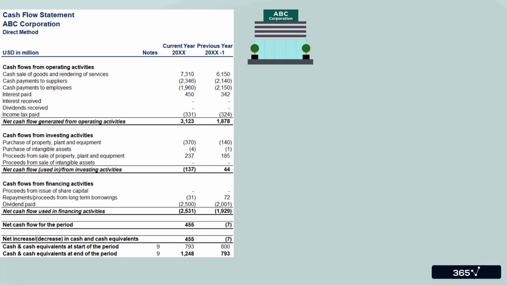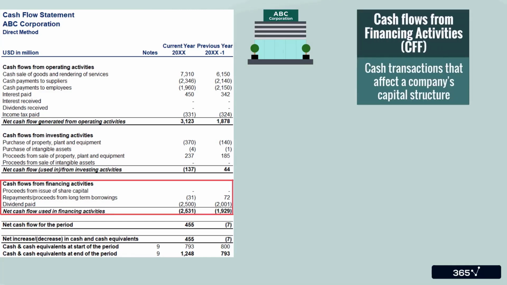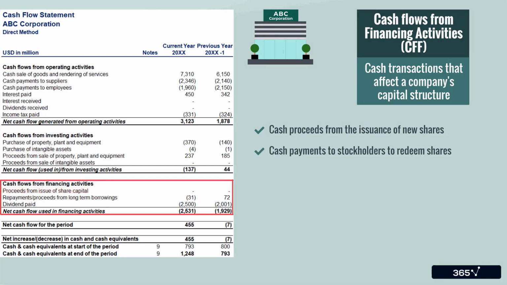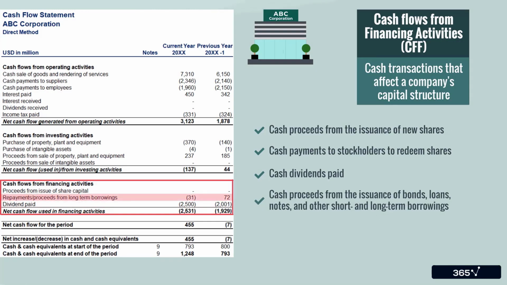ABC Corporation also has cash inflows and outflows resulting from financing activities, or CFF. These refer to the share of cash transactions that affect a company's capital structure. Cash proceeds from the issuance of new shares, cash payments to stockholders to redeem shares, or cash dividends paid are normally included in this section. You will also see cash proceeds from the issuance of bonds, loans, notes, and other short and long-term borrowings, as well as repayments of the amounts borrowed.